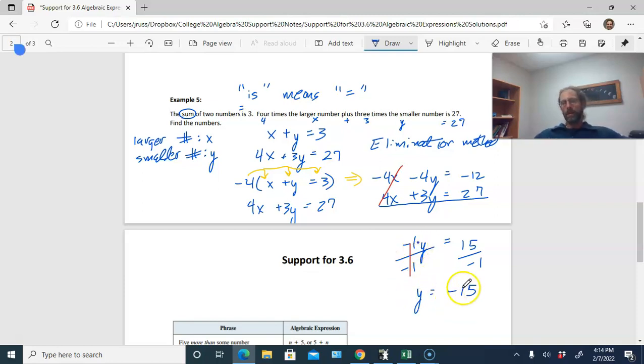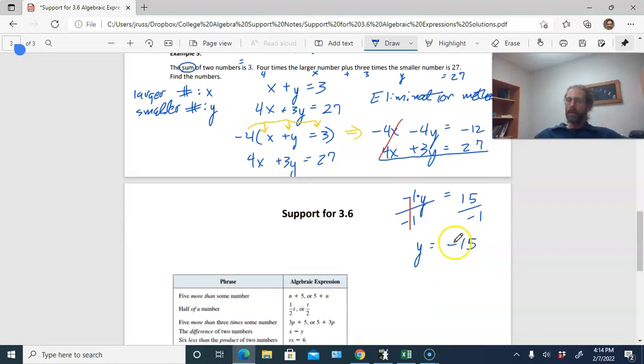Here, we've already found one of the numbers, y. And y represents the smaller number. So the smaller number is a negative number. It's negative 15. Now we need to find x. Since x is the larger of the two numbers, we expect the value for x to be bigger than negative 15. So how do we do that? If we know what y is, we can use either one of these two equations to find x. I usually use the top equation.